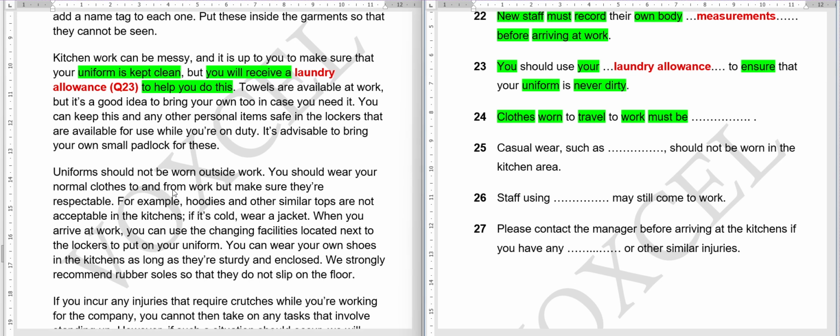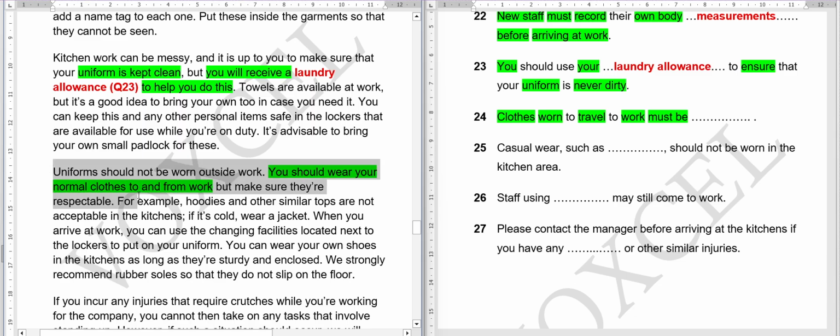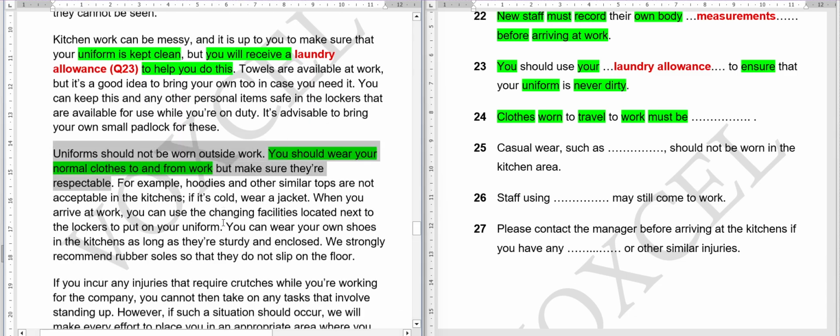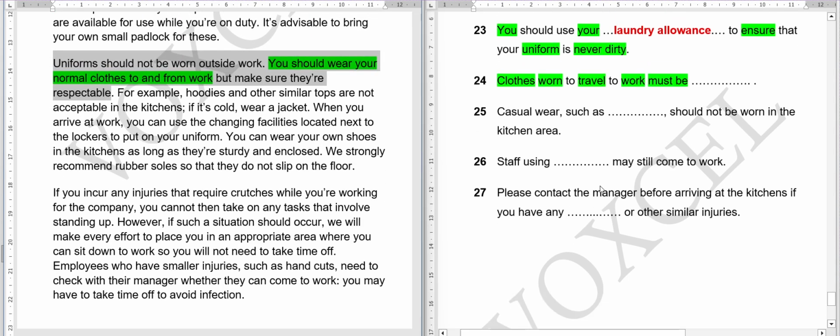Uniforms should not be worn outside work. You should wear your normal clothes to and from work. Okay, here it is. To and from work, but make sure they are respectable. So these are paraphrases of words. So our answer basically is here. And you have some time to tell me the answer, basically around 10 seconds, and your time starts now.